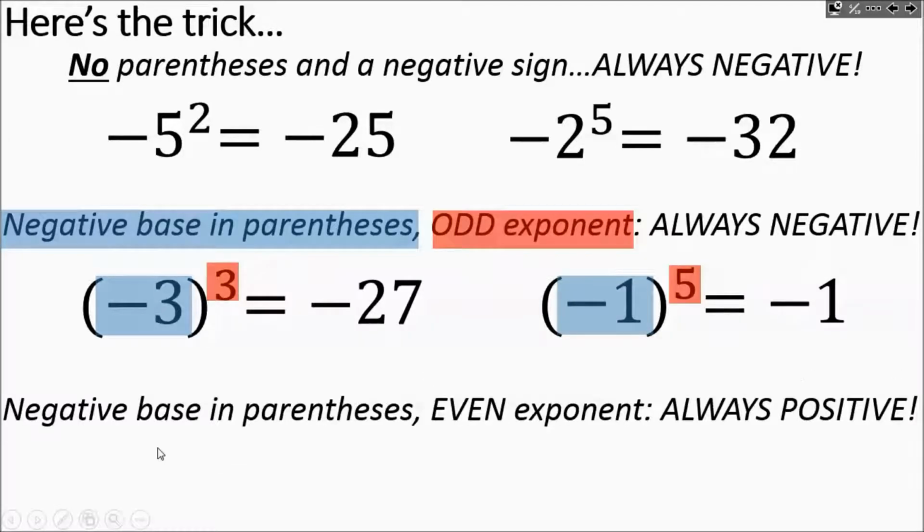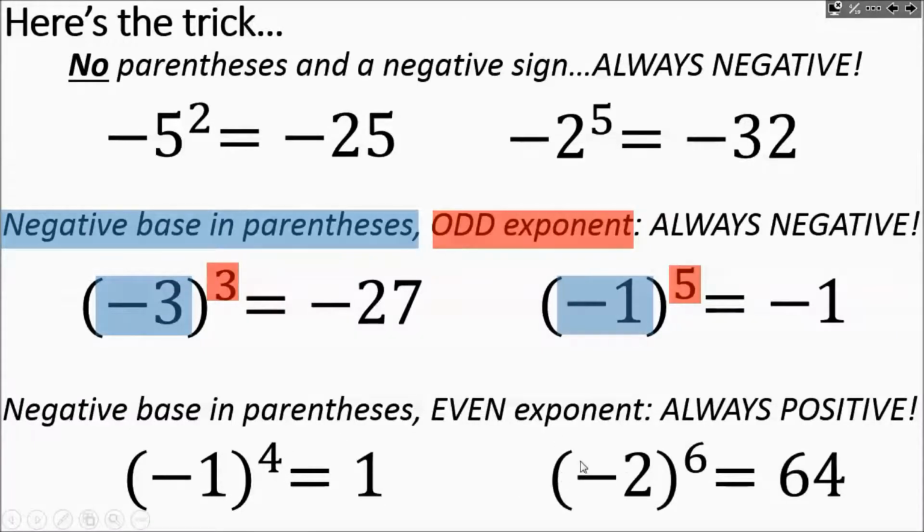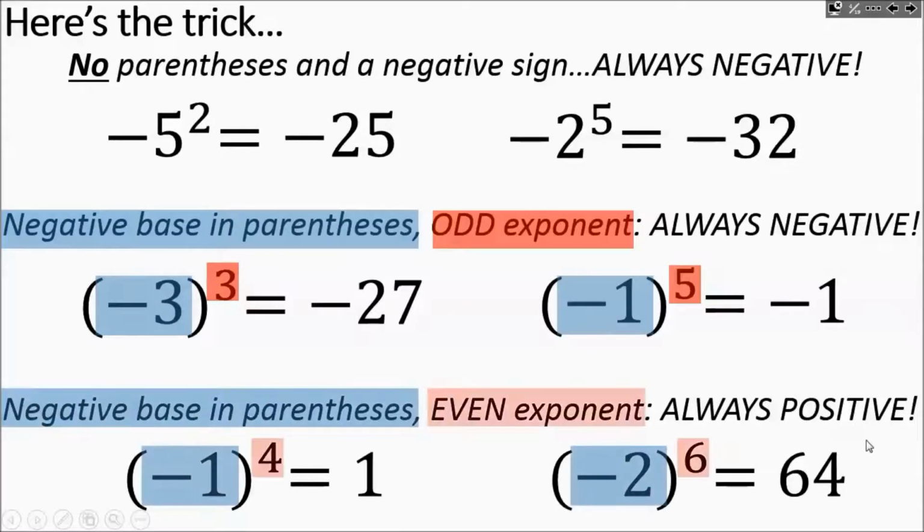If you have negative bases in parentheses and an even exponent, it's going to come out positive. So we've got a negative base in parentheses and an even exponent. It comes out positive. Same thing here. We've got this negative 2 in parentheses with an even exponent. It's going to be positive. Negative bases with even exponents, it comes out positive.